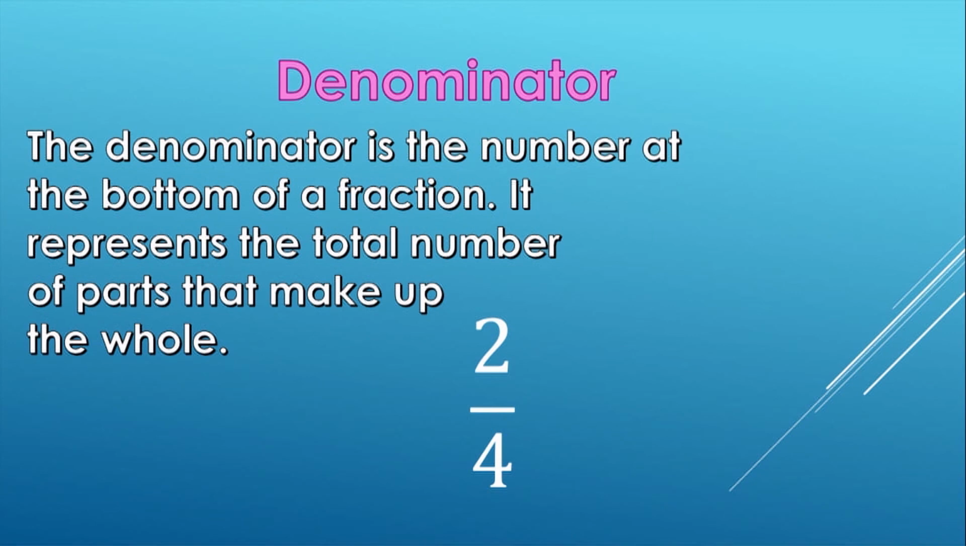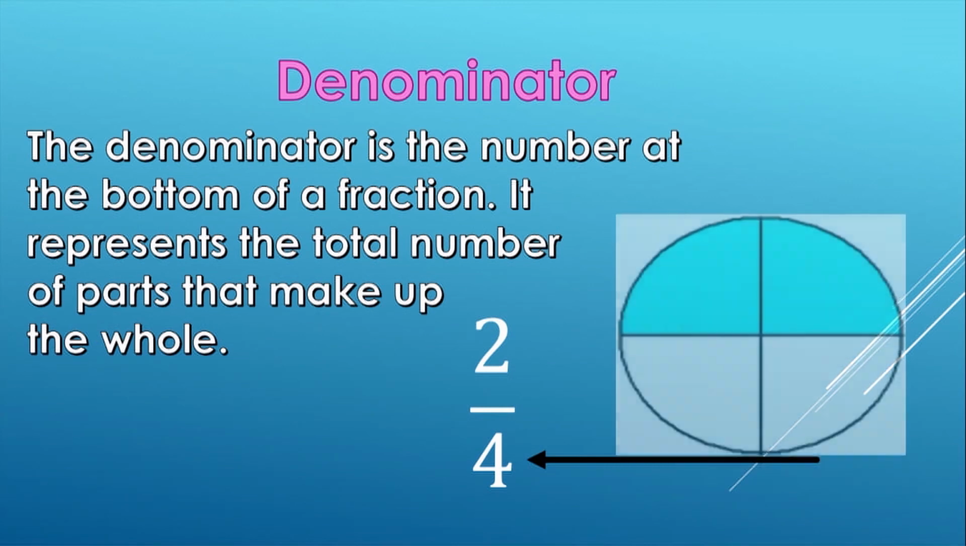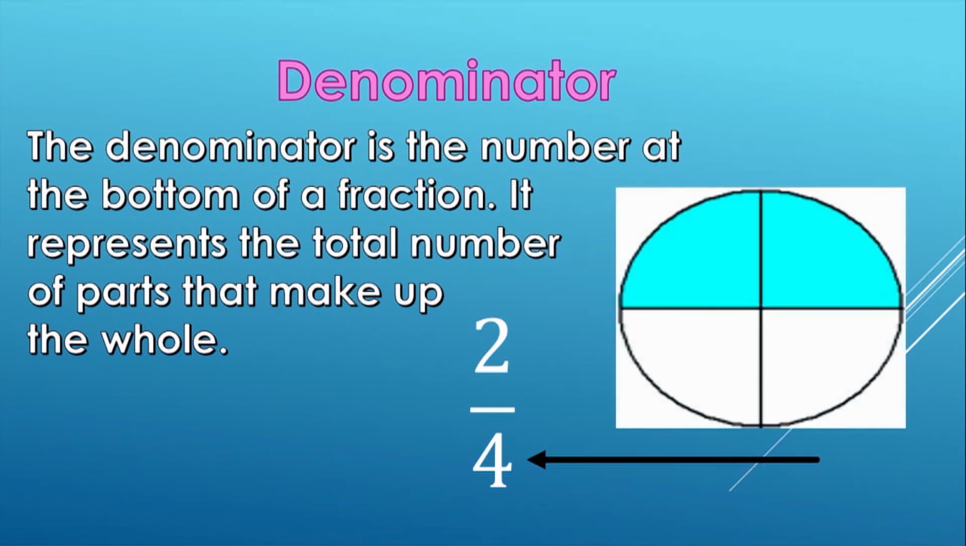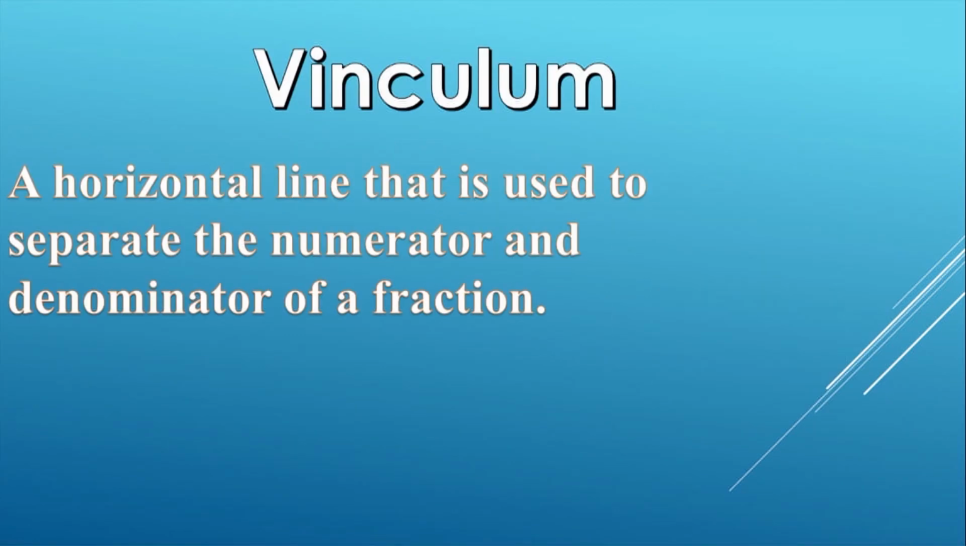So I have a fraction here. We have 2, we have the vinculum line, we have 4. That 4 there, that denominator, tells us that whatever our whole is, there are 4 total equal parts in that whole. Good? Very good. Like we have this circle here. You see the circle is cut into a total of 4 parts, right? 1, 2, 3, 4. And that will be our denominator.